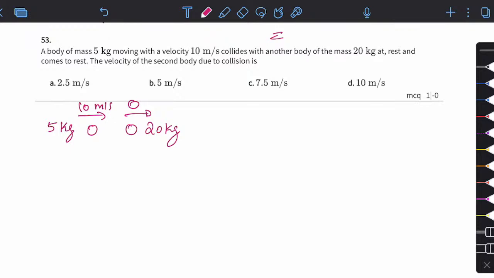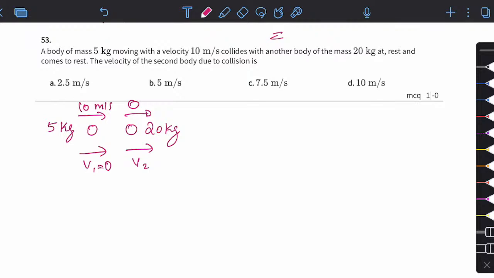Now we have to find the final velocity of the second body due to the collision. We'll call the final velocities v1 and v2. This v1 is given to us, it's 0, it comes to rest. So we have to find out v2. Now we just have one variable, and we know that in collisions there is one thing that's always conserved. One thing you might be worried about is that it's not mentioned whether it's elastic or inelastic. But regardless of whether it's elastic or inelastic, momentum conservation always holds.